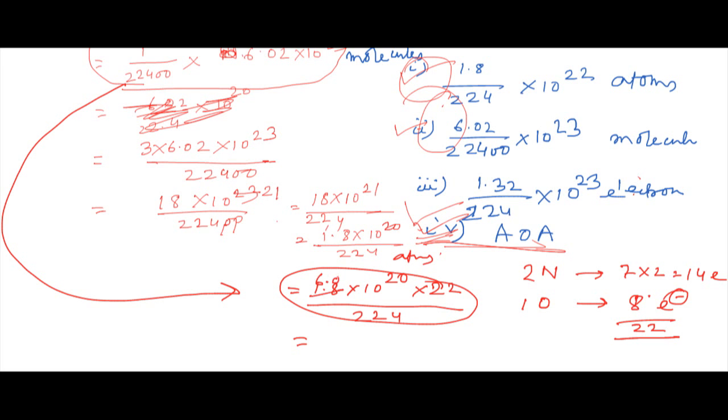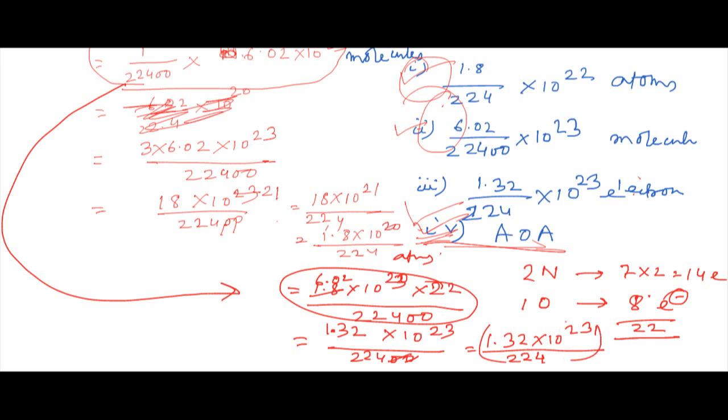So it is 6.02 into 10 to the power 23 divided by 22400 into 22. So now 22 into 6 becomes 132, which is okay, into 10 to the power 23, and over here it is 22400. So if I cancel out these two and put a decimal over here, it becomes 1.32 into 10 to the power 23 divided by 220. So this is the way.